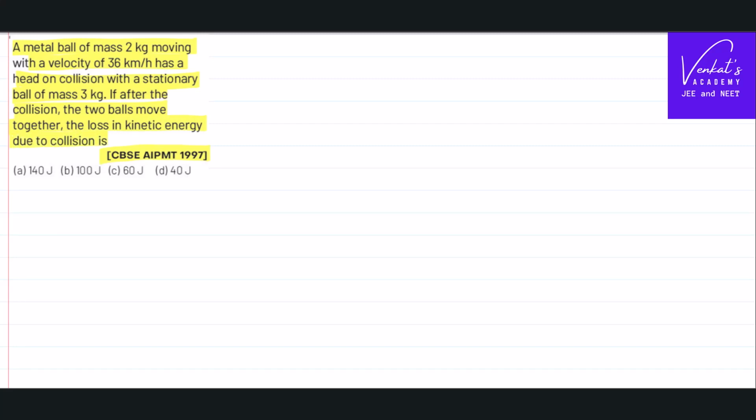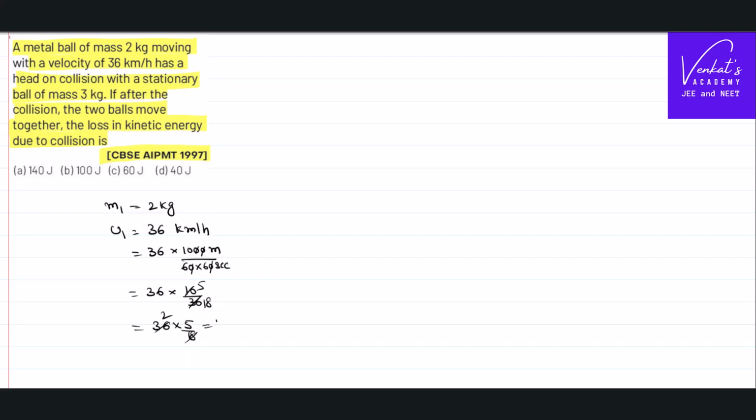First, let's take down the data given. m1 is 2 kg, u1 is 36 km per hour. I have to convert that kilometer per hour into meter per second because that's the SI system. We know 1 kilometer equals 1000 meters, 1 hour equals 60 minutes, and each minute equals 60 seconds. So if we cancel these two zeros, it becomes 36 into 10 by 36. That's nothing but 5 by 18. So the conversion factor from kilometer per hour to meter per second is 5 by 18. So 18 twos, that is 10 meter per second.